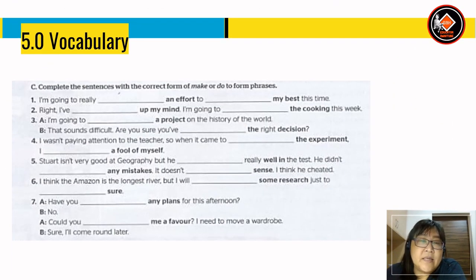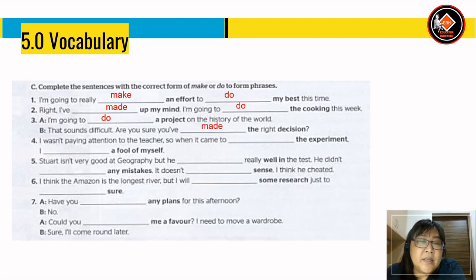Now for the next exercise, complete the sentences with the correct form of make or do to form phrases. Let's look at the questions. Number 1, I'm going to really make an effort to do my best this time. Number 2, right, I've made up my mind. I'm going to do the cooking this week. Number 3, I'm going to do a project on the history of the world. That sounds difficult. Are you sure you have made the right decision?